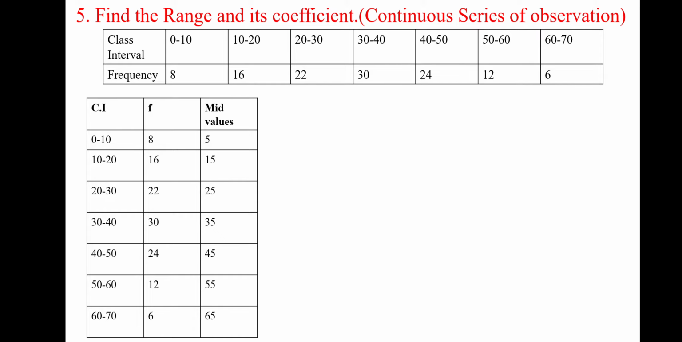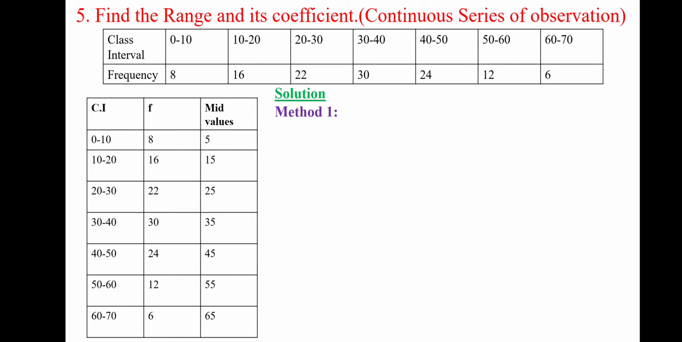Middle value, how will you find it? Lower limit plus upper limit divided by 2. So we will get a middle value. So now you can find the formula. Here two methods will be there: one method using the middle values, another method using the upper limit. Now we will study using the middle values.